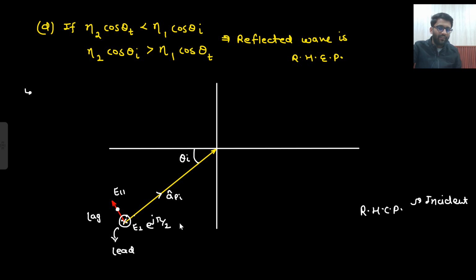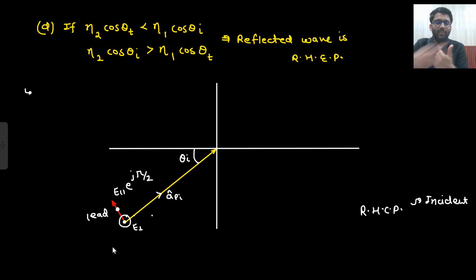So this is the wave that I wanted. There you go. Or what I could have done is this and this. Now you let me know whether it is right hand circularly polarized or not. This is your lead, and where is your lag? Lag is coming towards you. So from lead to lag, and the thumb should show the direction of wave propagation. Yes, this is also right hand circularly polarized.